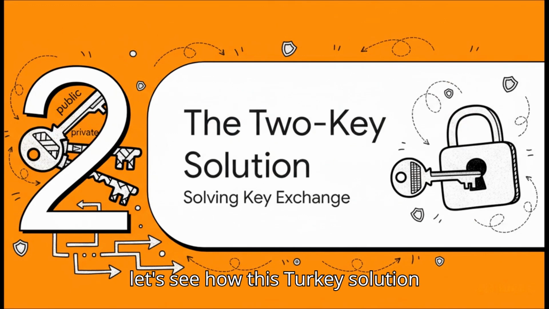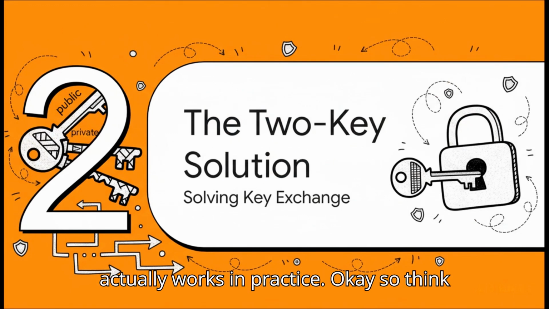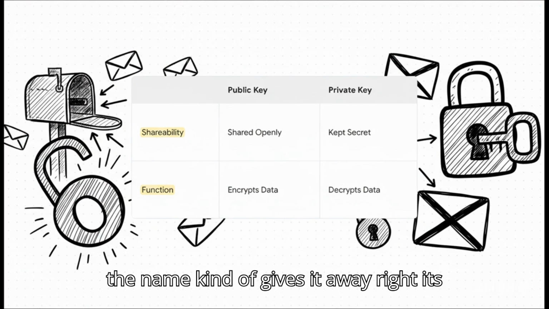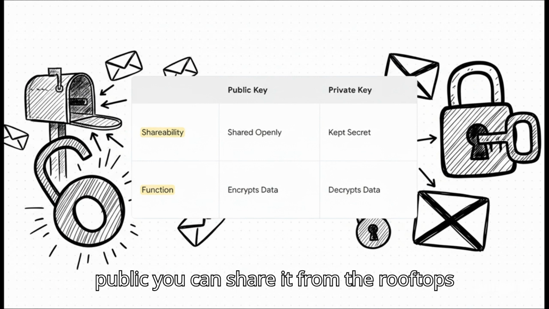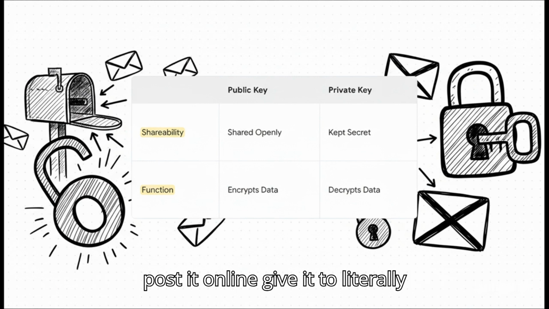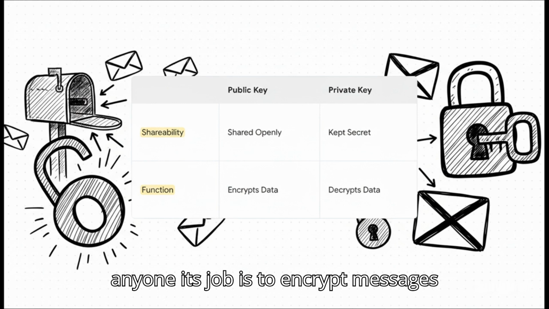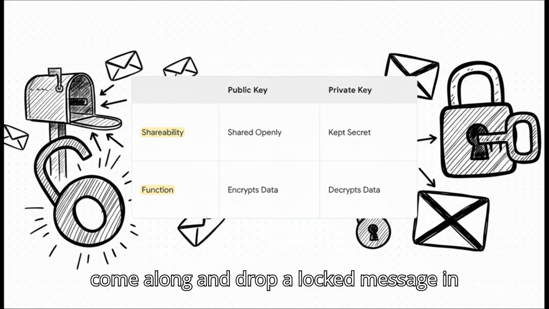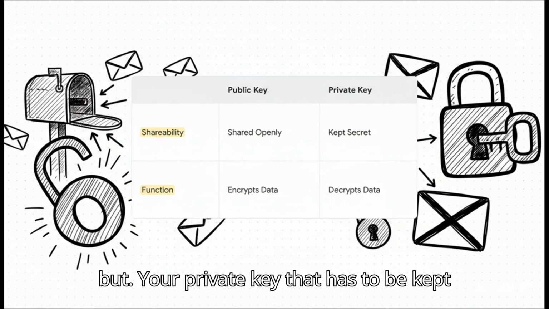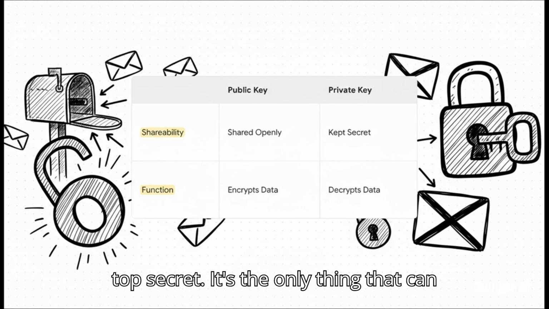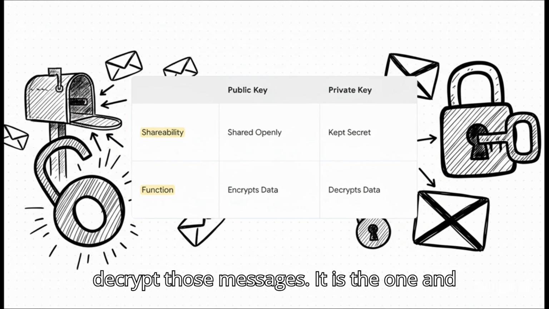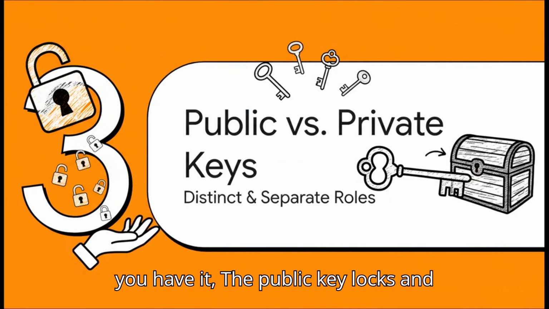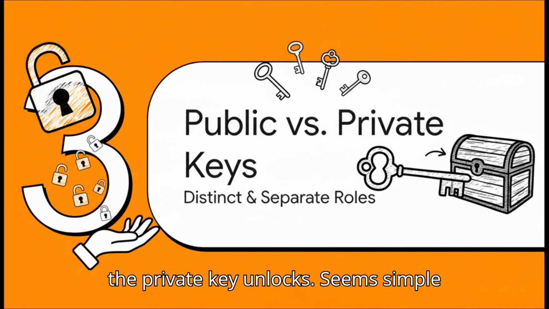All right, so let's see how this two-key solution actually works in practice. Okay, so think about it like this. Your public key, well, the name kind of gives it away, right? It's public. You can shout it from the rooftops, post it online, give it to literally anyone. Its job is to encrypt messages that people want to send to you. So it's kind of like a public mailbox slot. Anyone can come along and drop a locked message in. But your private key, that has to be kept top secret. It's the only thing that can decrypt those messages. It is the one and only key to your mailbox. So there you have it. The public key locks and the private key unlocks.